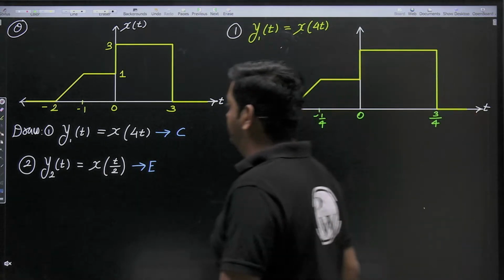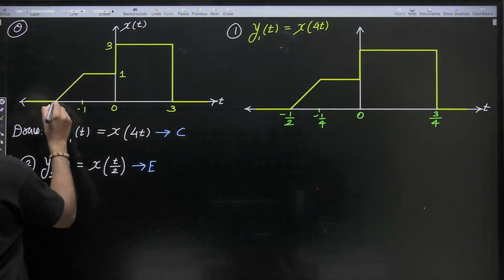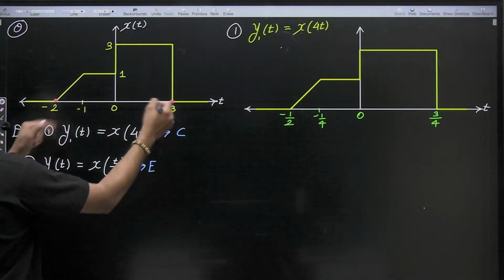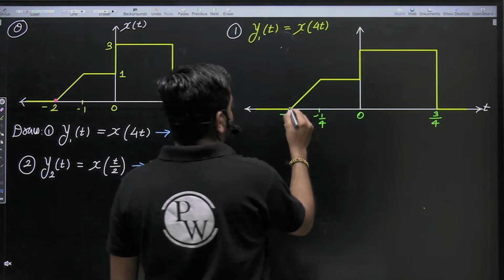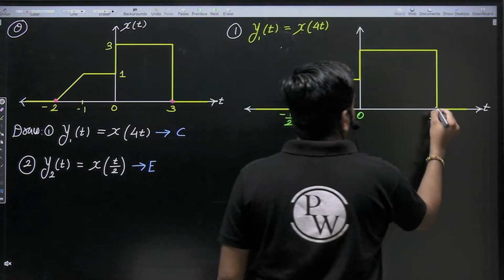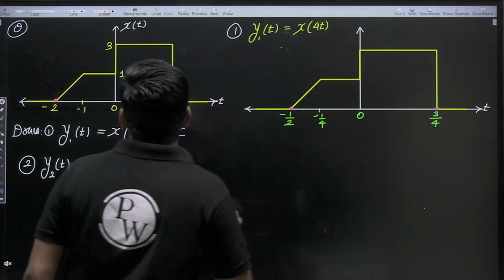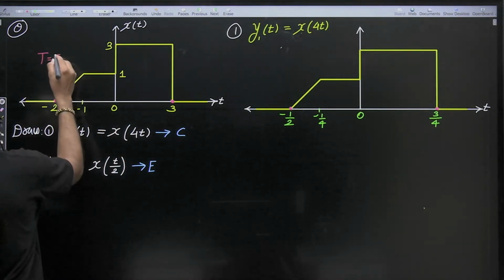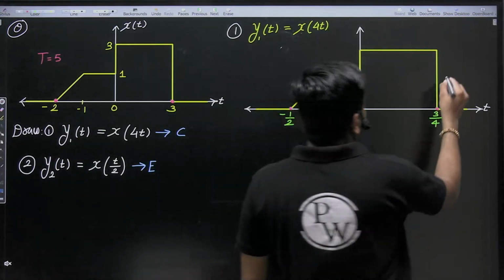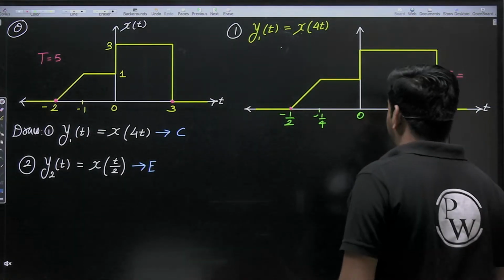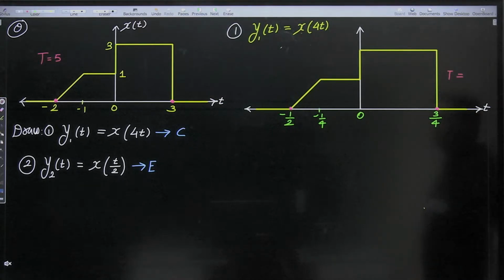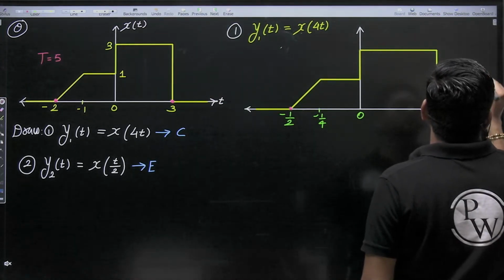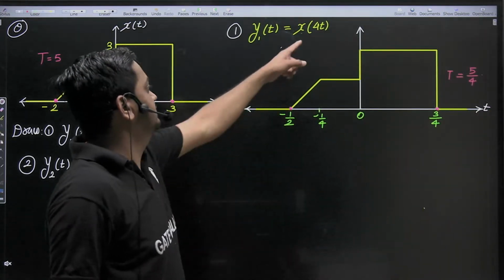Now you can see the width, guys. Total width of the original signal is 5, and observe the width here. The width is 5 by 4, guys. Yes or no? Here the signal width is 3 by 4 minus minus 1 by 2, so it becomes 5 by 4. So the signal width decreased by the same scaling factor.